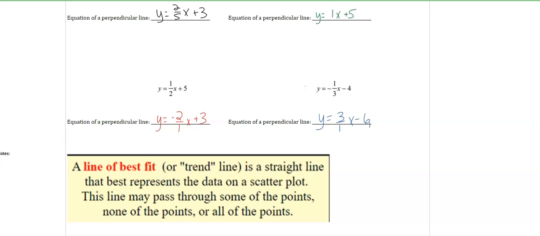For the next section, we are looking at the line of best fit. So it's a straight line that best represents the data on a scatter plot. So it may pass through some of the points, none of the points, or all of the points, but we should try to put it in the middle of the data. So we should have as many points above it as below it.